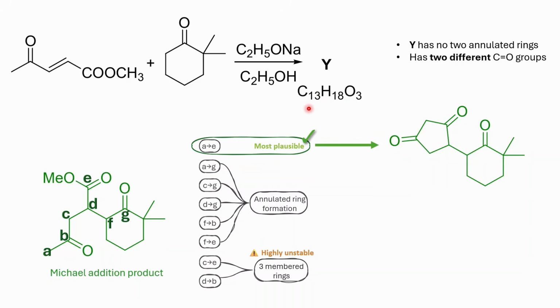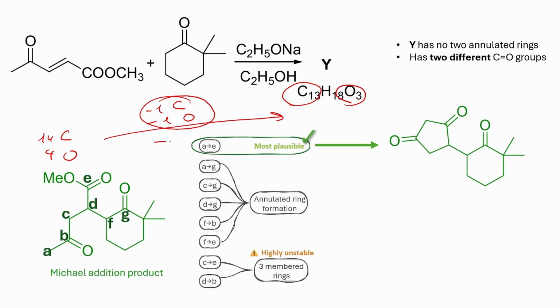So as you can see from the molecular formula, there are 13 carbons and 3 oxygens. How about this Michael addition product, this substrate we have? It has 14 carbons, 4 oxygens, right? And then we are going to 13 carbons, 3 oxygens. So what does that mean? Minus 1 carbon and minus 1 oxygen. So together it's like methanol loss. It looks like a methanol loss.